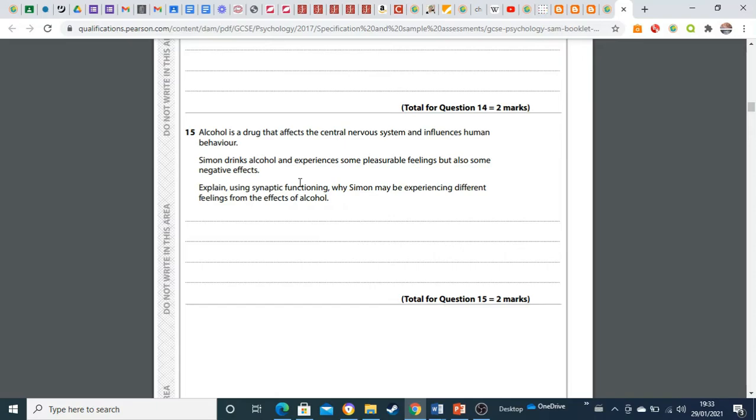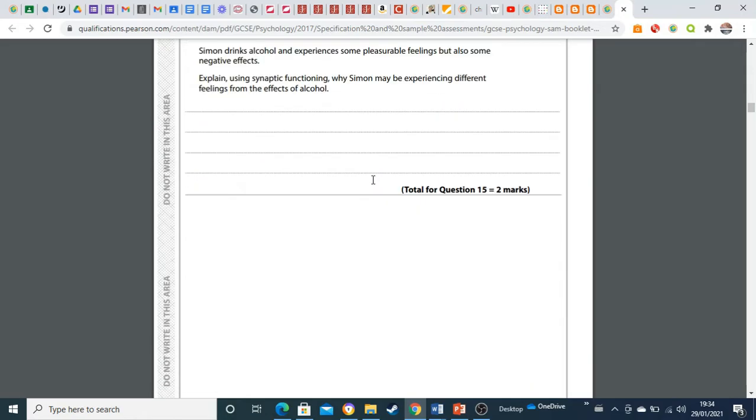Or you could say alcohol might interrupt reuptake of a neurotransmitter and mean that this neurotransmitter stays in the synaptic gap for longer, and so it has more of an effect, and so it will be more aggressive, effectively. So you can choose those two. Basically, it attaches to a receptor, or it stops reuptake.